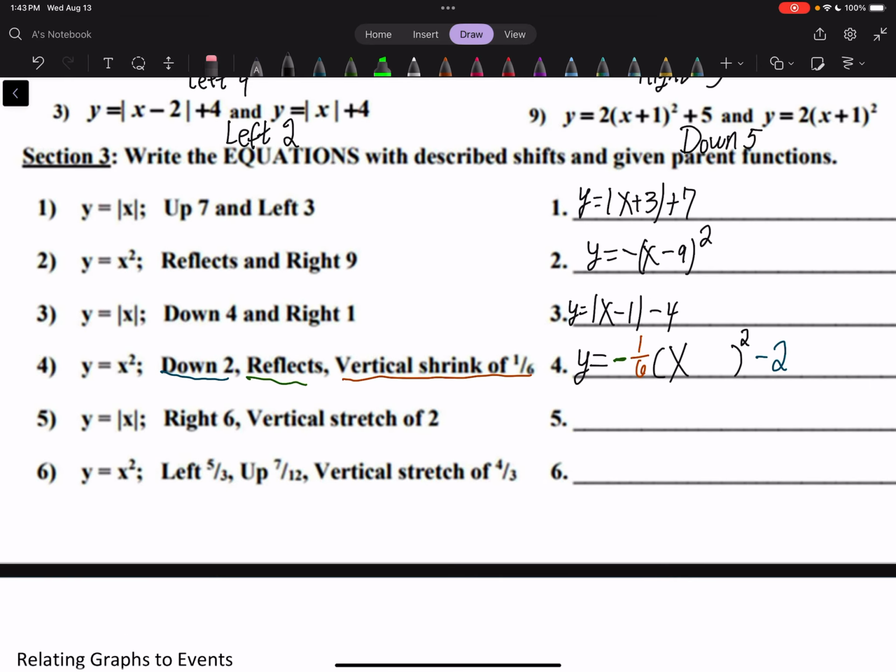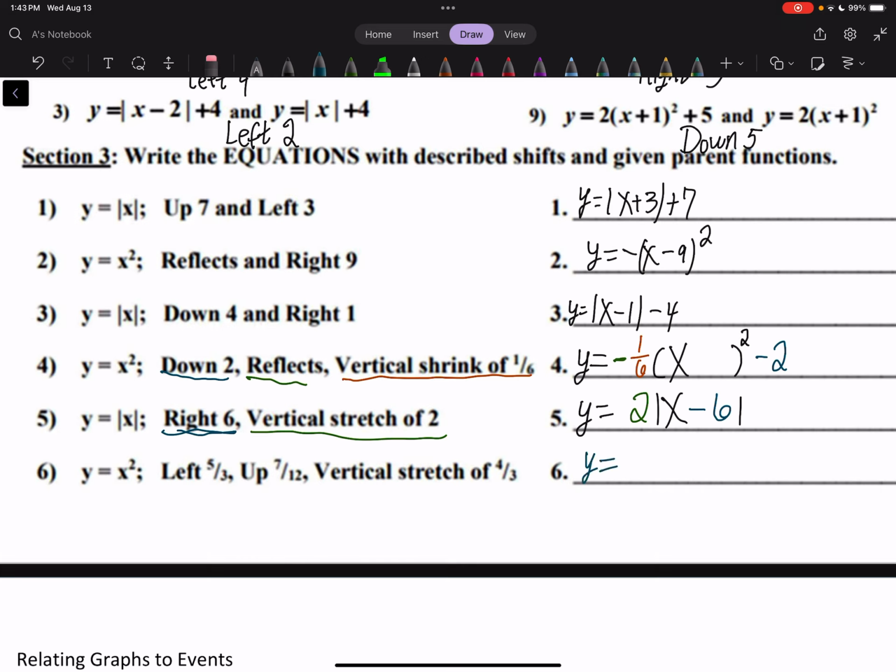All right, 5, this is an absolute value, so I'm going to put y equals absolute value and leave a space in between. We are going right 6 units, so I'm going to put a minus 6 on the inside, and a vertical stretch of 2. I'm going to put a 2 on the outside. That's all it says. I'm going to put my x in the center, and we're finished. All right, last one, number 6.